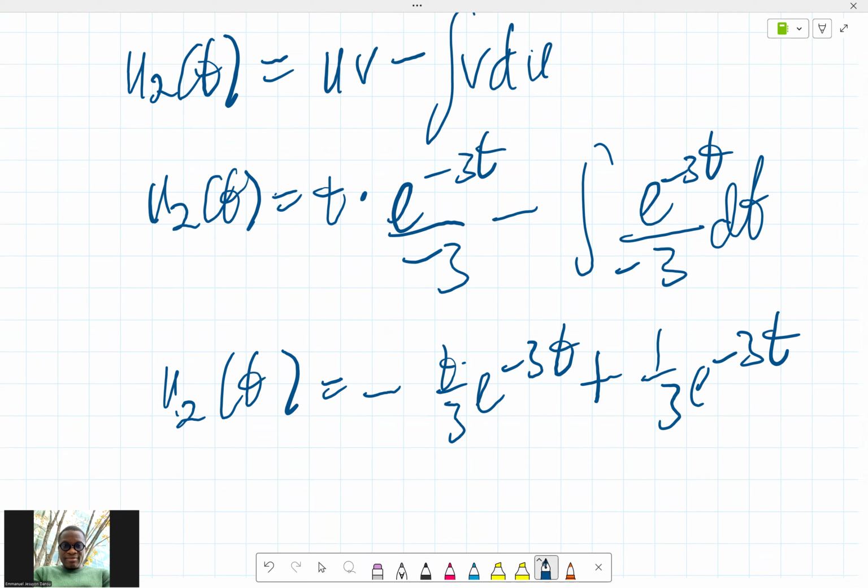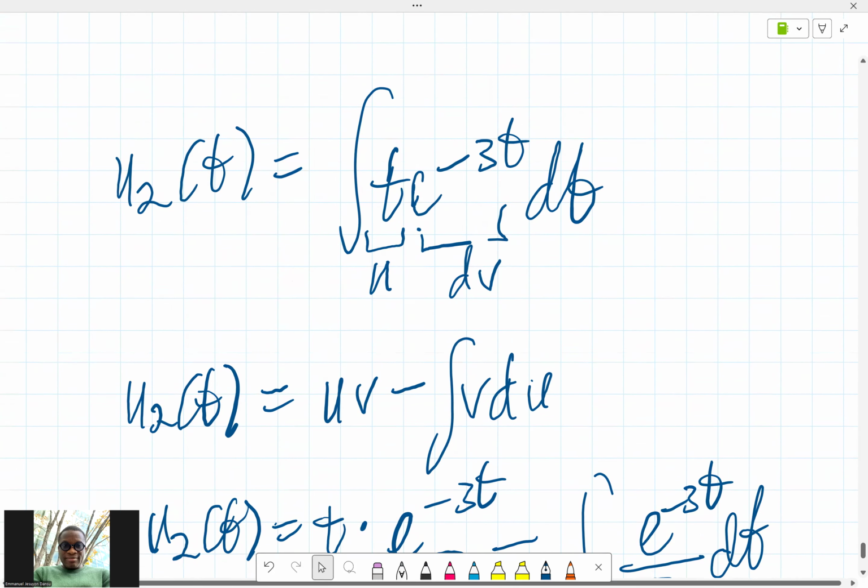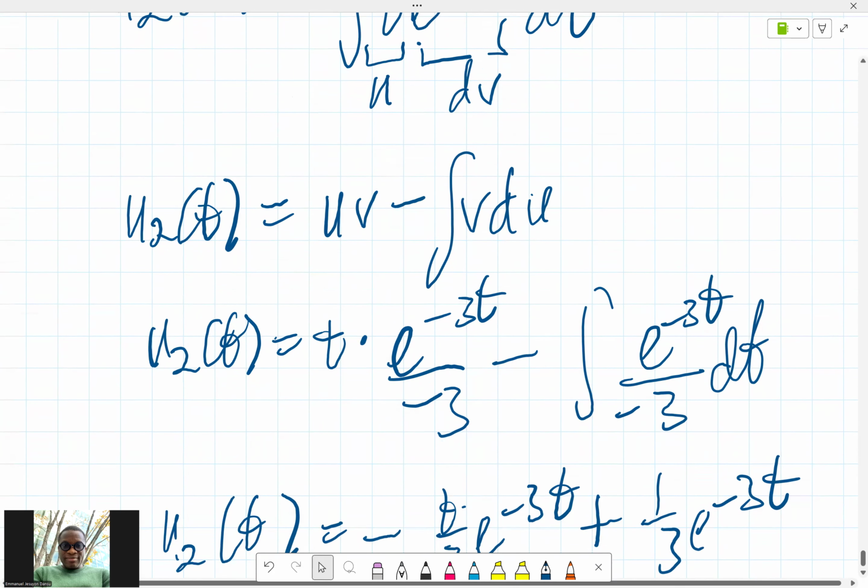Okay, so now we have u of t. So we now compute the particular solution. Okay, what's happening here? Let me see. V. What is V now? V is, yeah, 1 over 3.